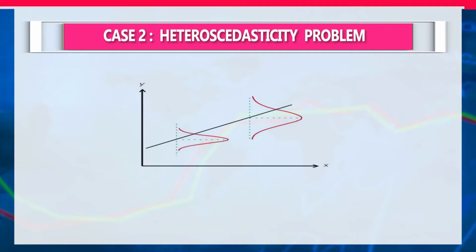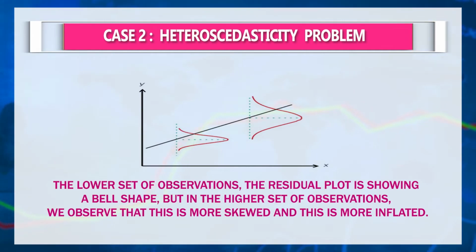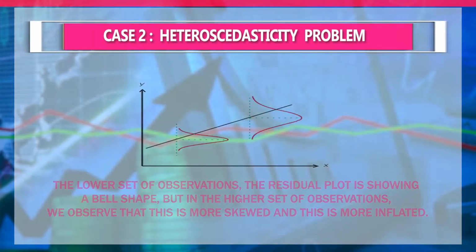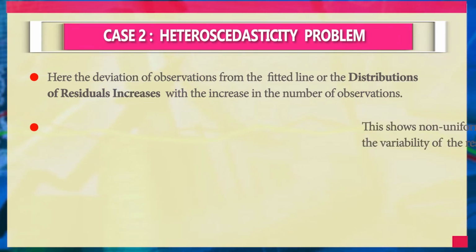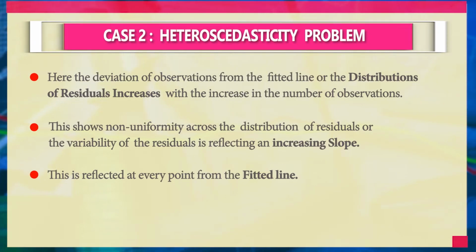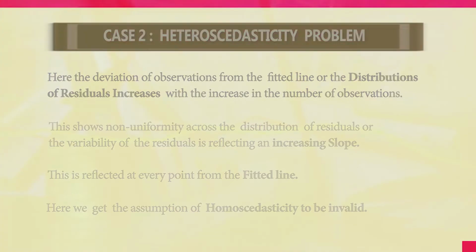In case 2, we observe the problem to be existing because at the lower set of observations, the residual plot is showing a bell shape, but in the highest set of observations, we observe that this is more skewed and more inflated. So as far as the explanation of case 2 goes, the distribution of the residual is increasing because it is becoming more inflated with the increase in the number of observations. Similarly, the slope is increasing, and so at every point on the fitted line, the distance is on the rise, and thereby the assumption of homoscedasticity stands out to be invalid. So this is a problem of severe heteroscedasticity as reflected in the residuals after the OLS estimation is conducted.